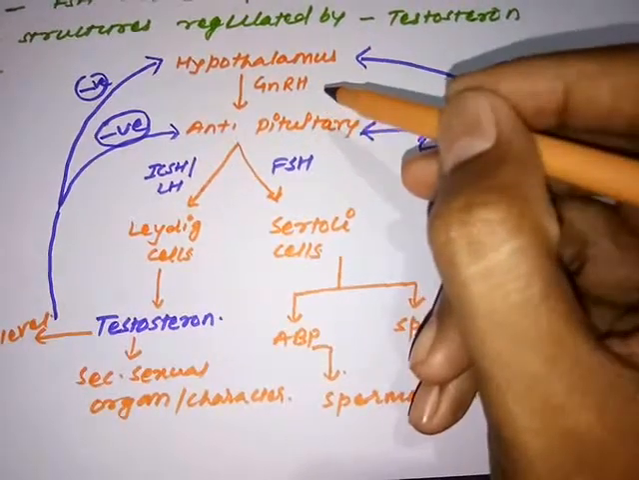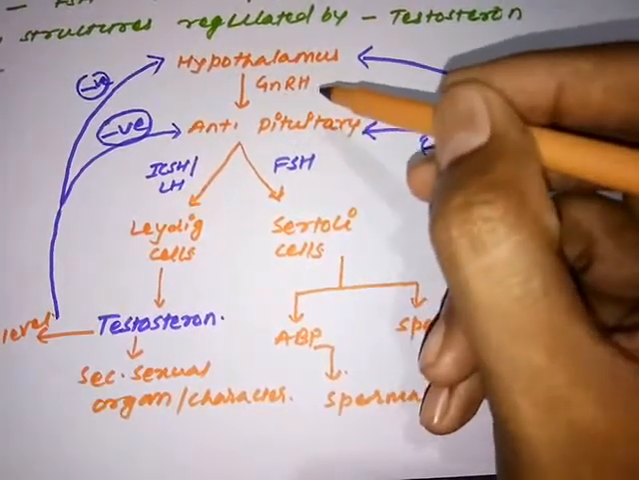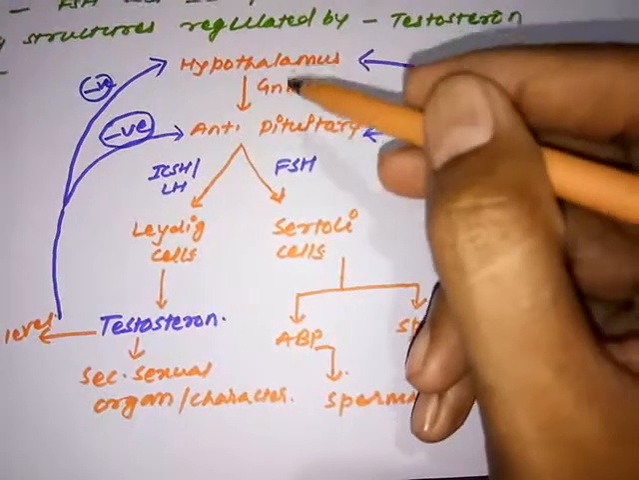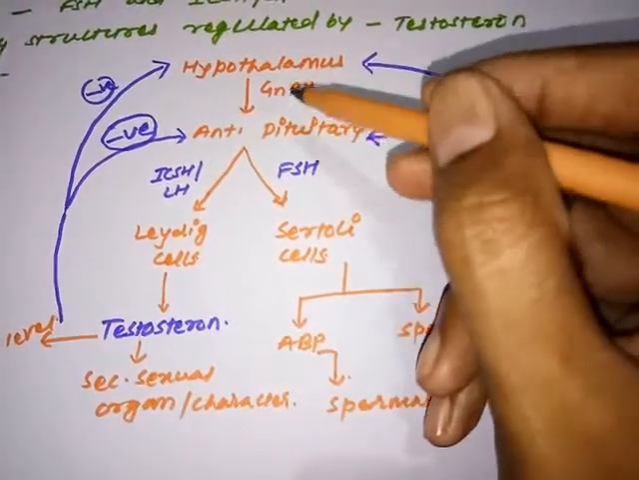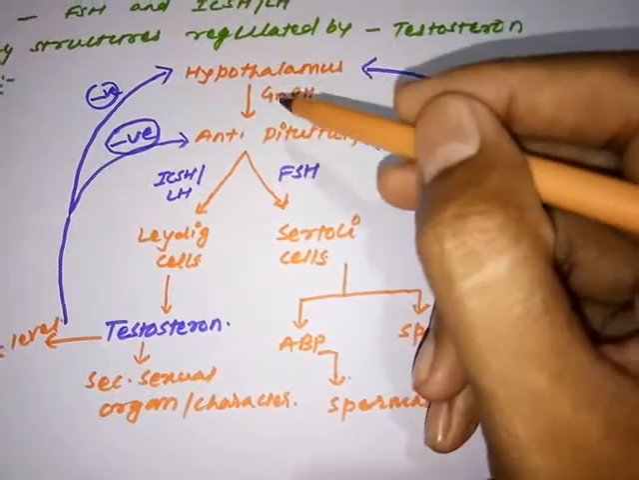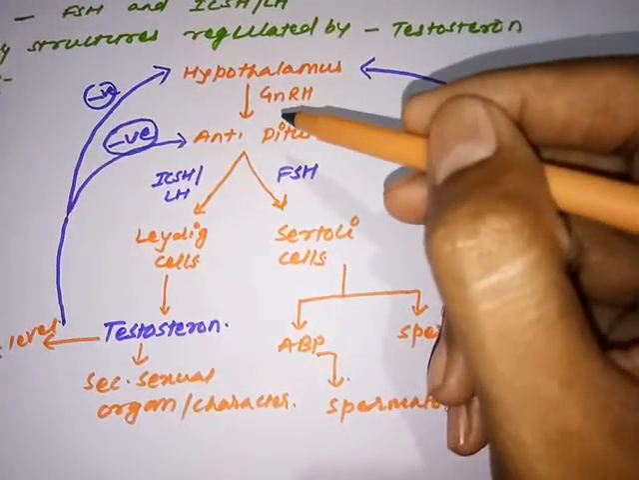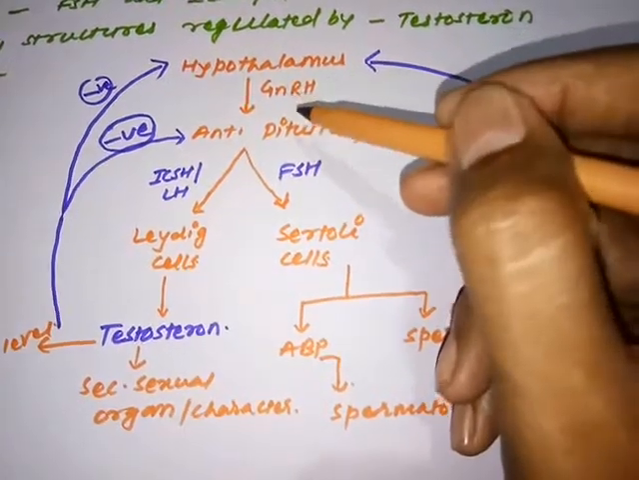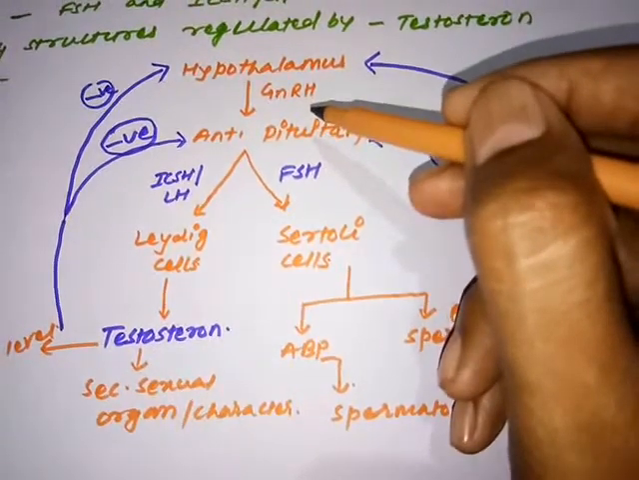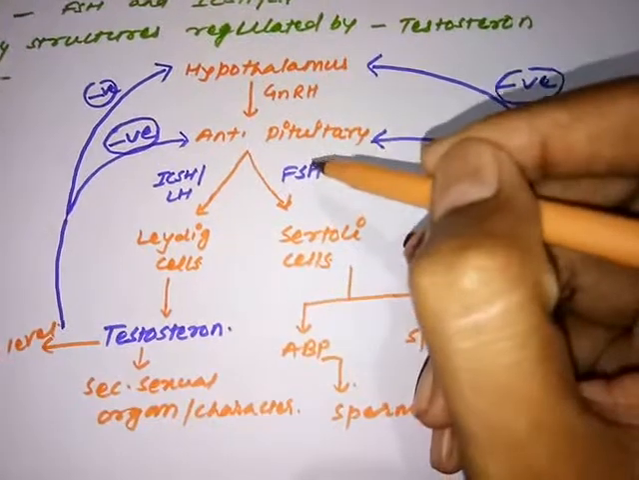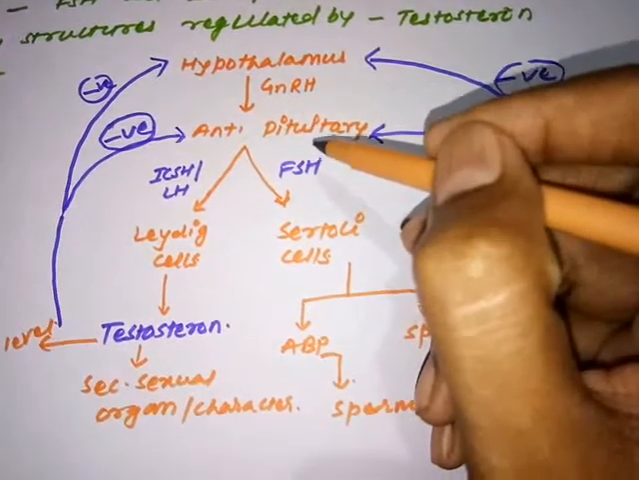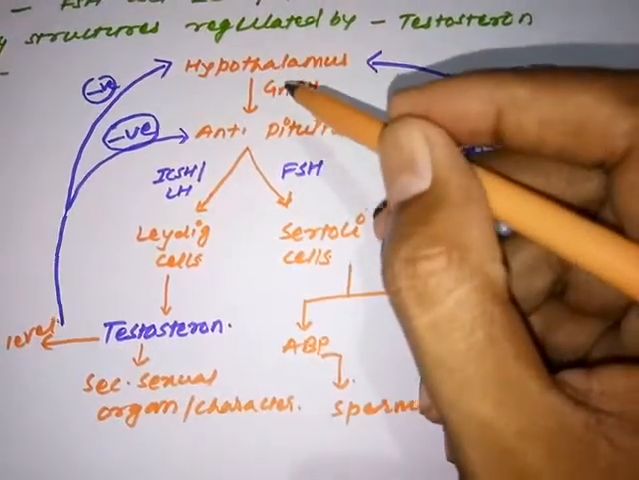Gonadotrophin releasing hormone. Gonadotrophin means the hormones which stimulate the gonads. So the hypothalamus is going to release a factor called gonadotrophin releasing hormone. This factor is going to work upon the anterior lobe of the pituitary. Are you getting my point? First of all, what happened?